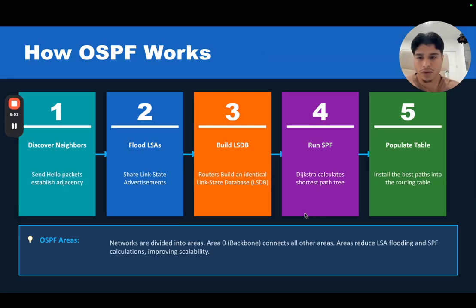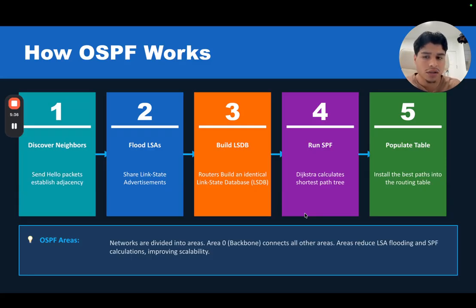So how does OSPF work? It first needs to discover its neighbors. This is done by sending hello packets to establish an adjacency. Next thing is it'll flood these link state advertisements. So essentially what it looks like is router A shares its information with router B, and then router B will share that information with its neighbor, and so on and so on. So essentially you just have routers sharing link state advertisements with their neighbors.